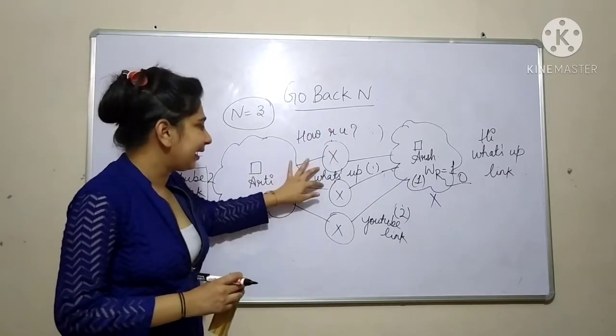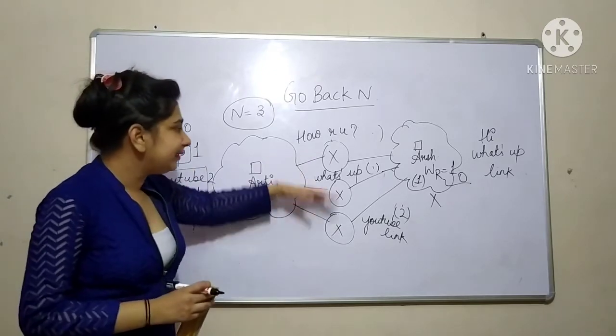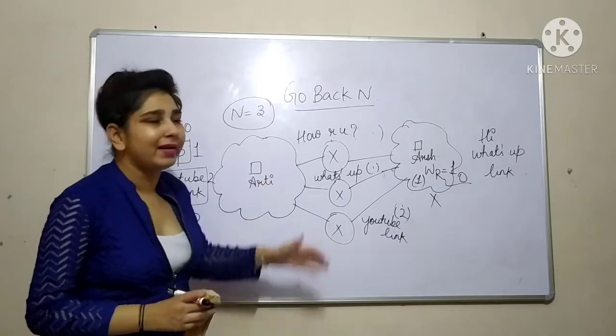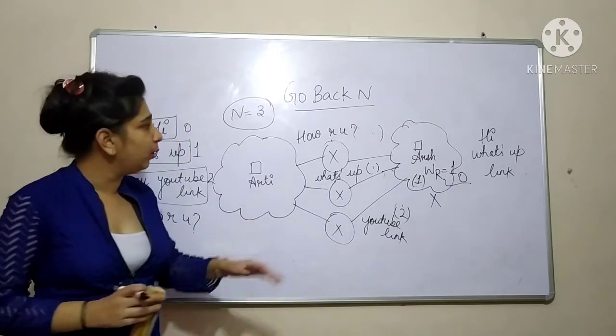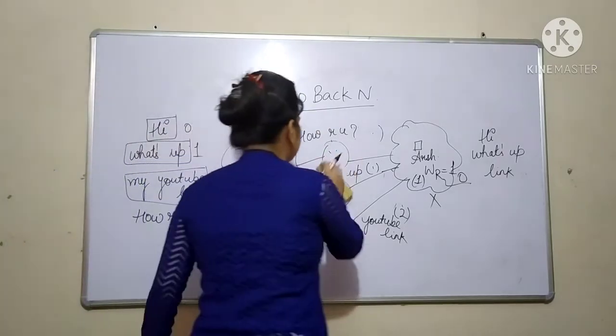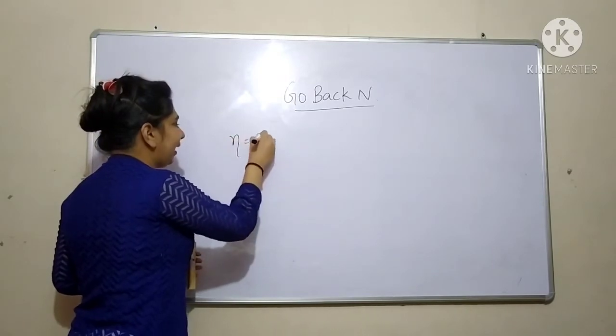And if any packet is lost or discarded, then the entire window is going to be discarded. We have to retransmit the entire window in this case of Go-Back-N. Okay, so let's find the efficiency of Go-Back-N.